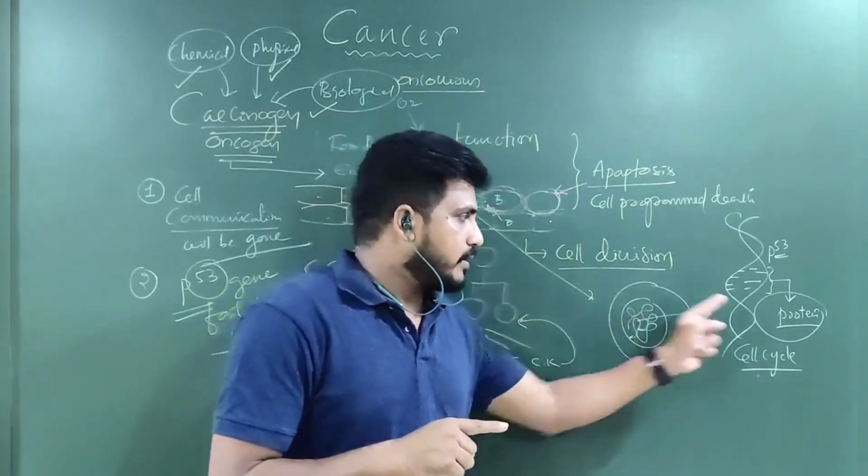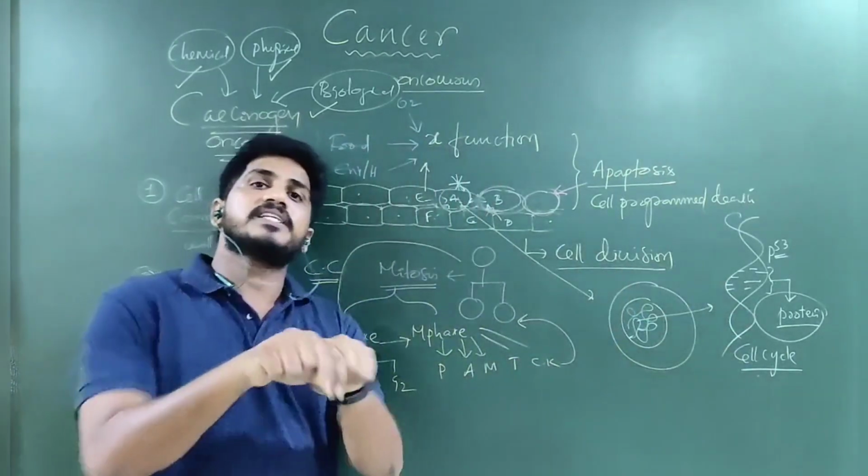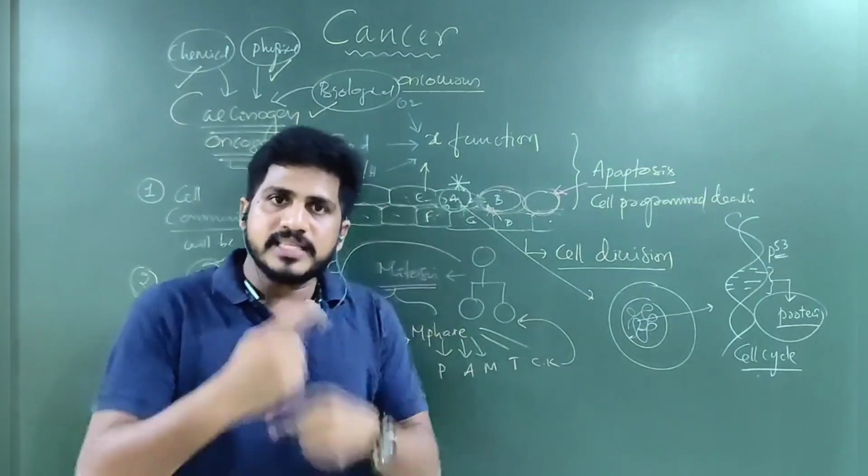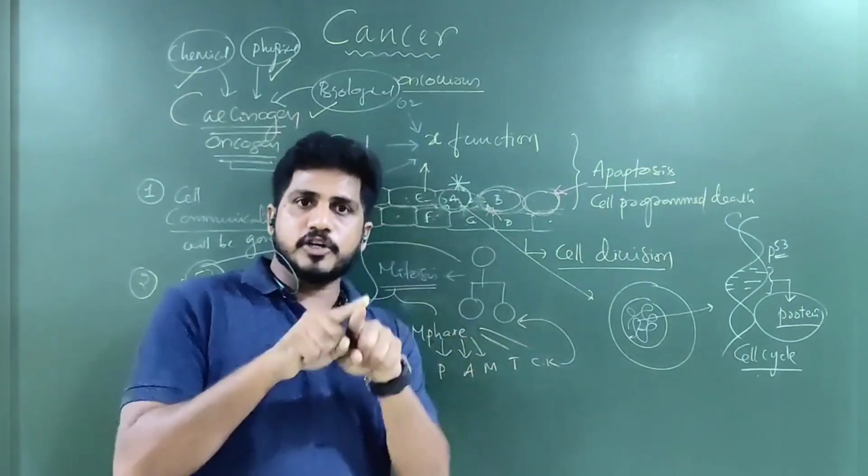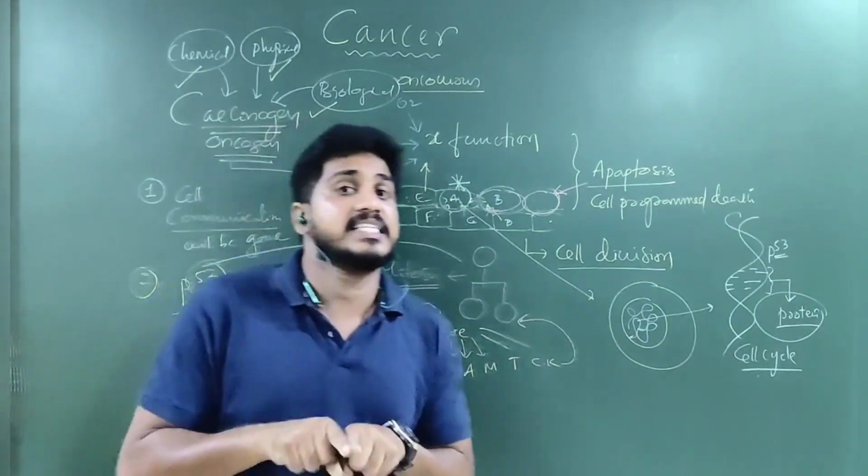Clear? So then after, what will happen? This p53 gene will stop the cell cycle. If the cell cycle opens, cell division takes place. If the cell cycle stops, there is no cell division.